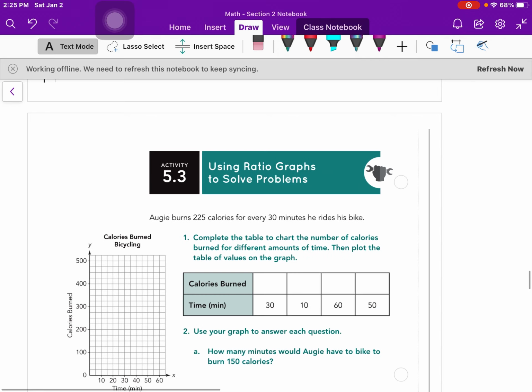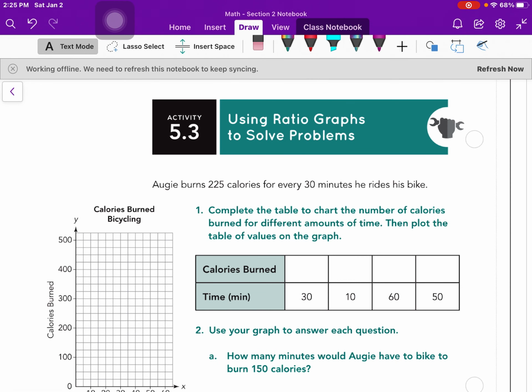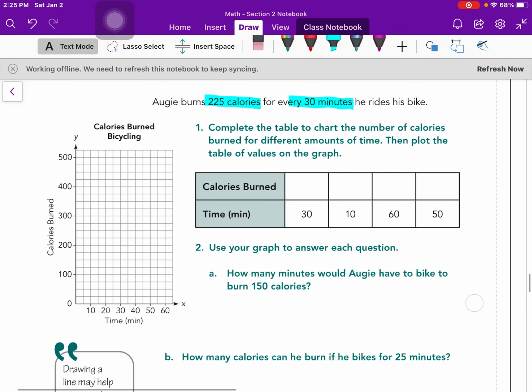Okay, let's look at this last activity, 5.3, using ratio graphs to help us solve problems. All right, Augie burns 225 calories for every 30 minutes that he rides his bike. Complete the table to chart the number of calories burned for different amounts of time. Then plot them on the graph. Okay, here it gives us a chance to practice this a little bit. Let's first get the table figured out.